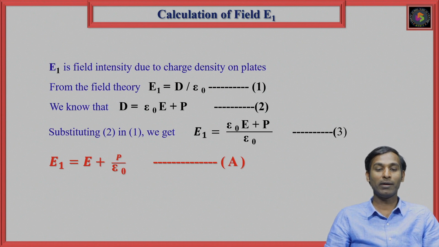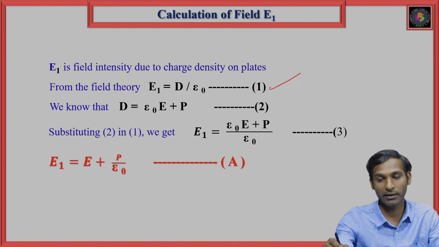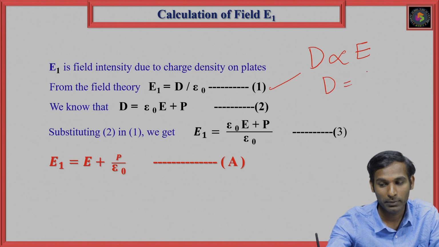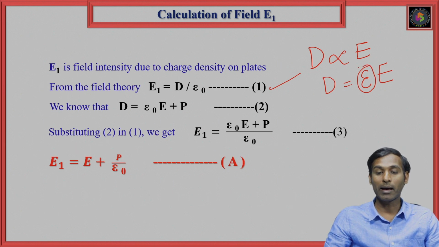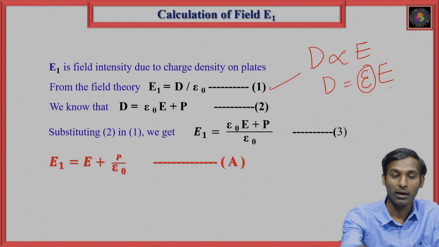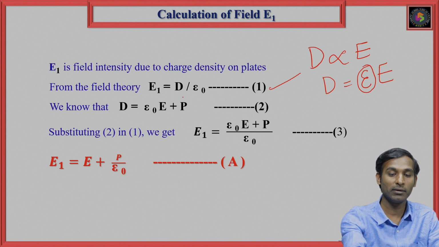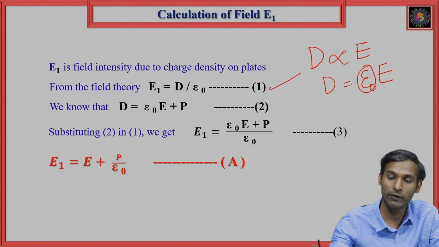In the previous class, we already discussed equation number 1. That means electric flux density can be written as D is directly proportional to E. So, D is equal to epsilon into E. This is said to be permittivity. Which type of permittivity? Dielectric permittivity or dielectric constant. Based on this equation, from the field theory, field E1 is equal to D, that means electric flux density, divided by epsilon naught. Epsilon naught is said to be permittivity of the free space.